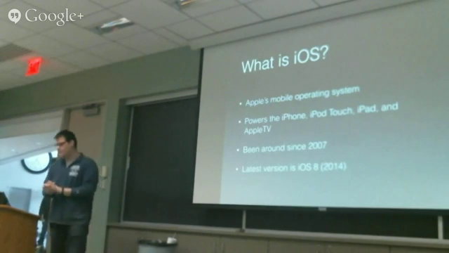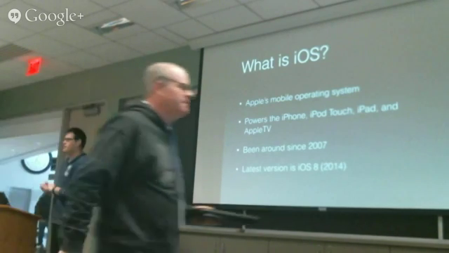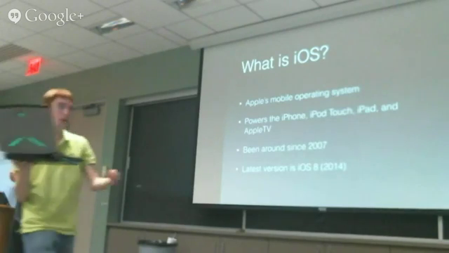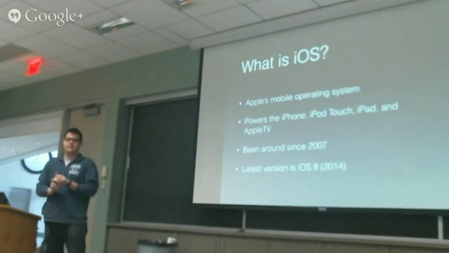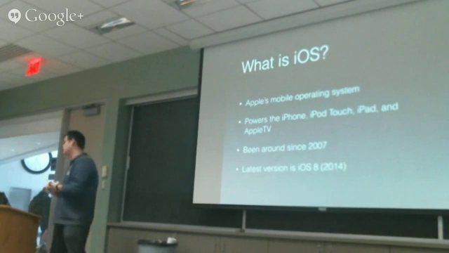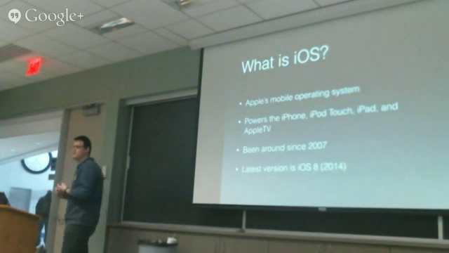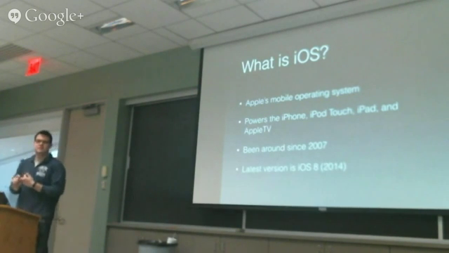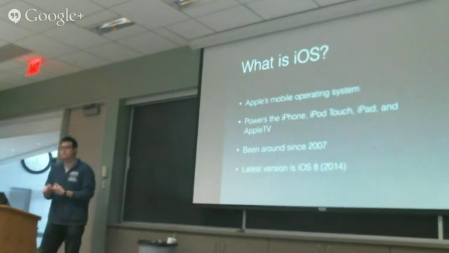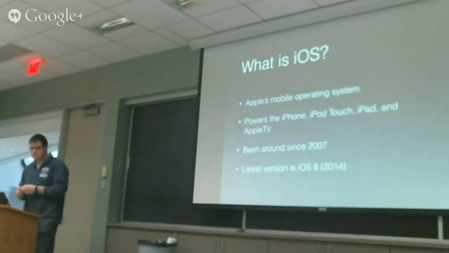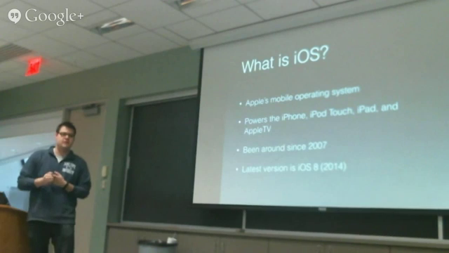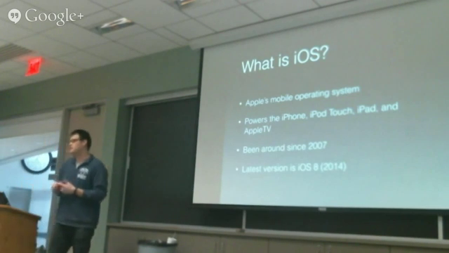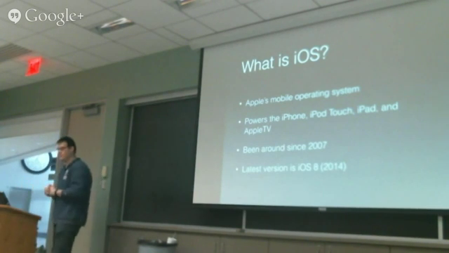First up, what is iOS? Well, it's Apple's mobile operating system. It powers the iPhone, iPod Touch, iPad, and Apple TV. It's based on the OS X kernel, which has been around since the mid-90s, or 2000, I guess you could say, when OS X came to fruition. But in its mobile form, it's been around since 2007, and the latest one has been iOS 8, which was released last year. It was 2015 already.